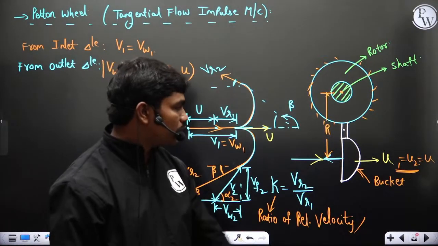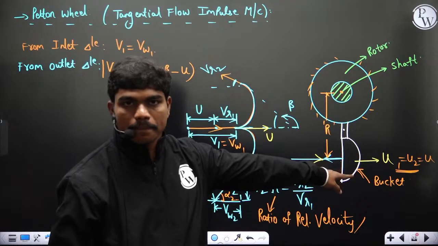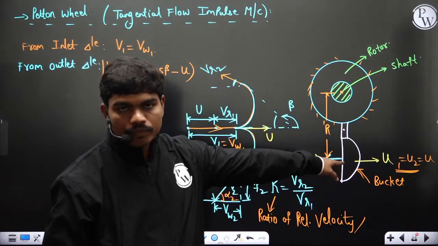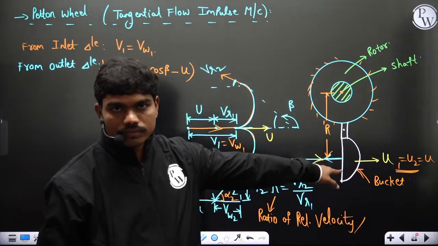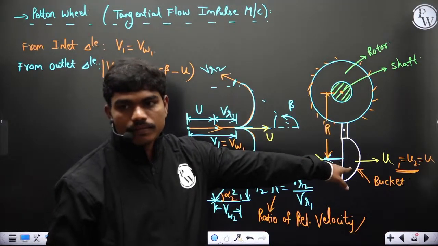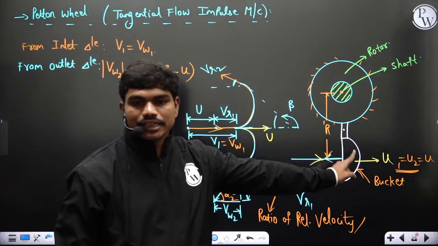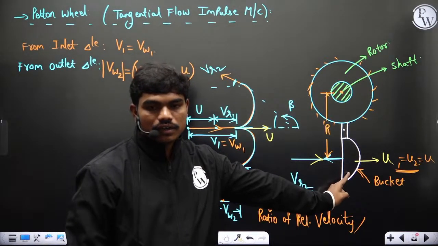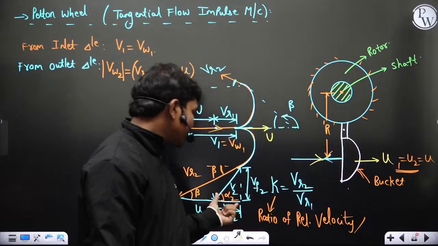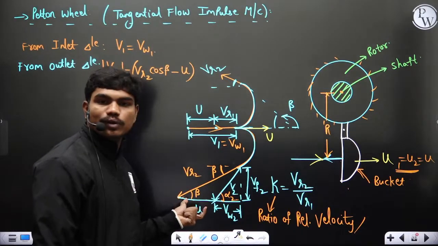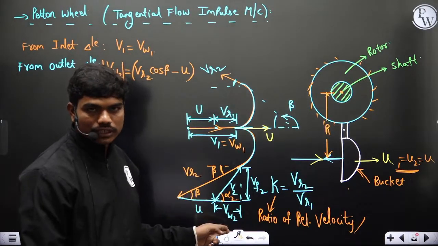Quick, please respond. Is this clear till this point? Yes or no? So please type in the chat box, is this clear till this point? Because this length is nothing but the total length minus u, and the total length is nothing but vr2 cos beta.